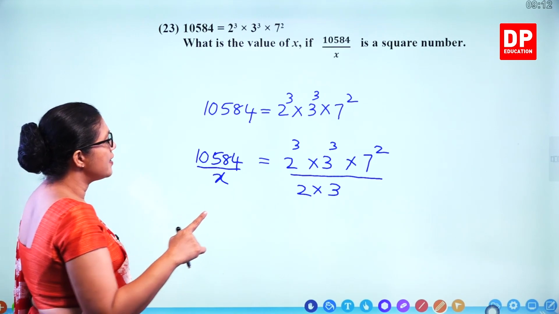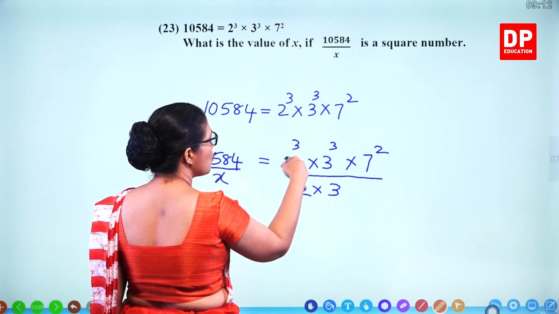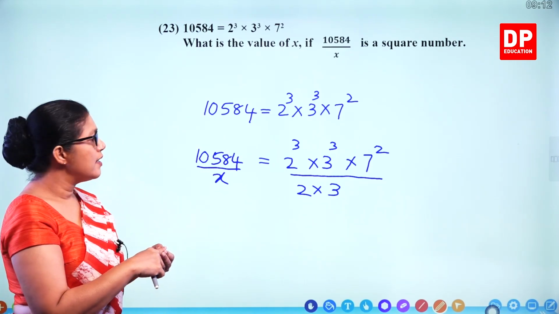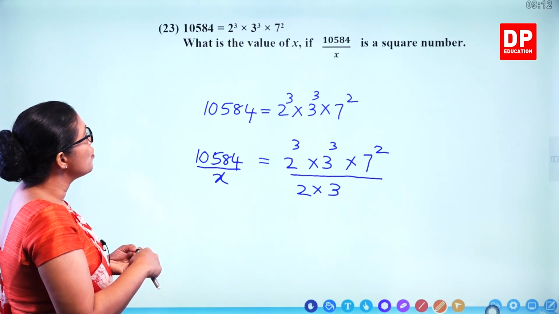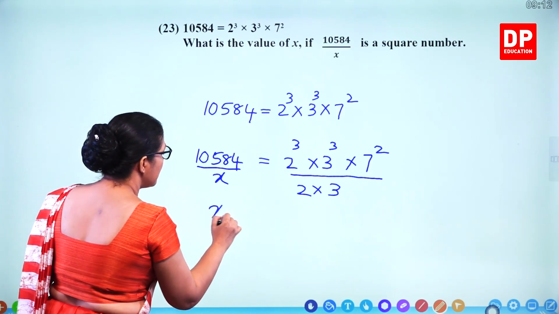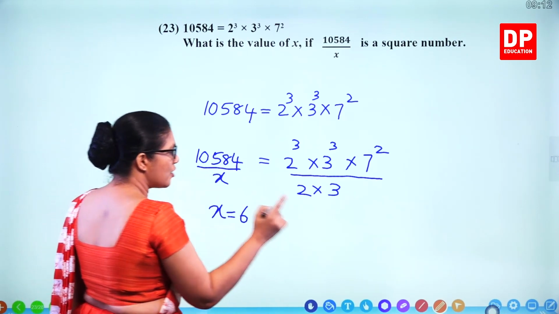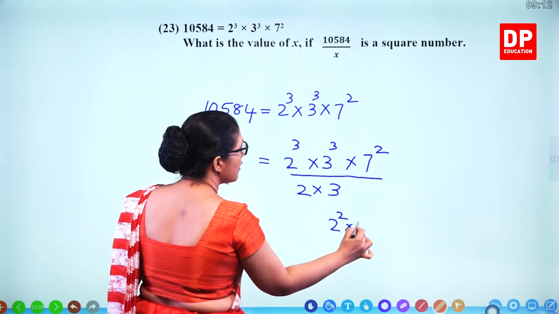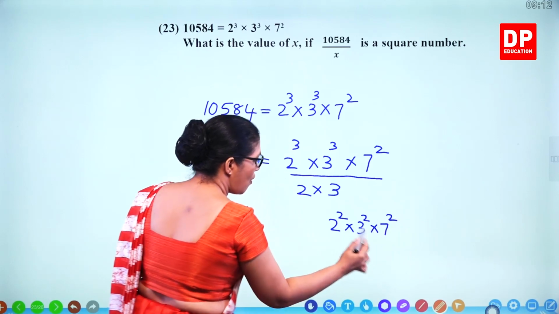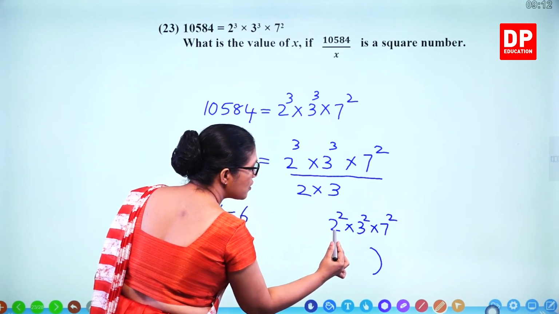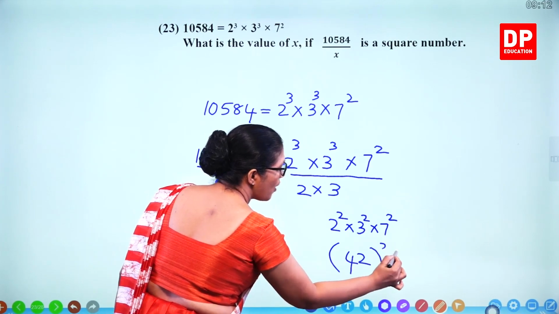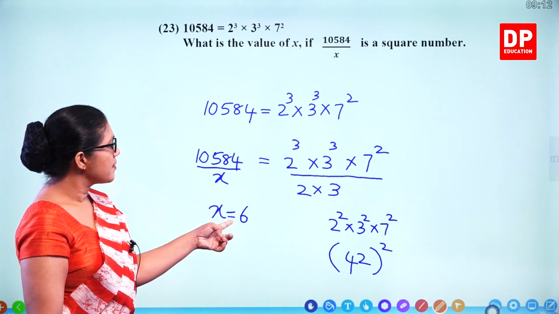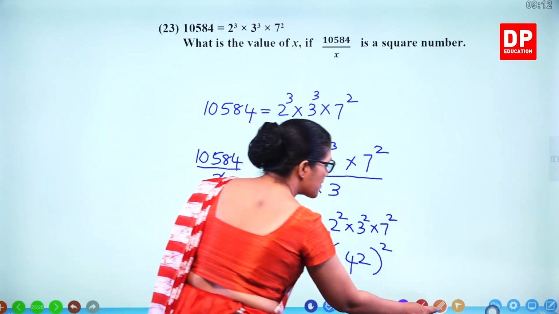So when you divide this by 6, what happens? 2, 1, 2 and 1, 3 get cancelled out and you can find out the square number. So x should be 6, 2 times 3. Now I'll show you what's the square number. If this is 6, what happens? This is 2 to the power 2, 3 to the power 2 and 7 to the power 2. All 2's. So you can write 3 times 2, 6, 6 times 7, 42 square. 42 is the square number. 42 squared is that if x equals 6. So 2 marks there.